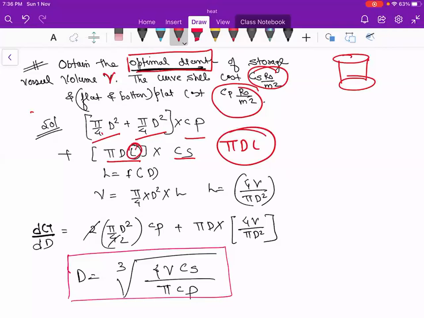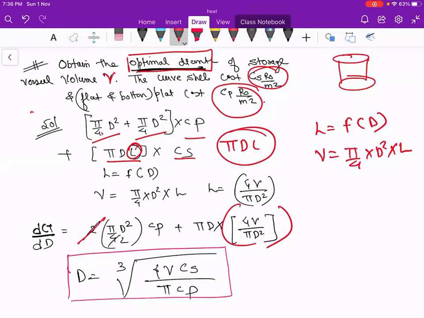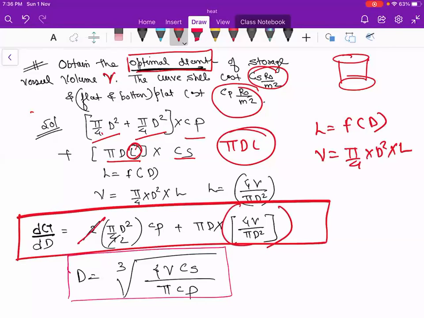But we know that we want the optimal diameter, and L is a function of diameter. Because we know that volume equals pi by 4 into d square into L. So what will be the value of L? L equals 4V by pi d square. So in place of L, we have written this, and it is twice of pi by 4 d square. I have cancelled the terms and then differentiated with respect to d. So this is the answer we got.